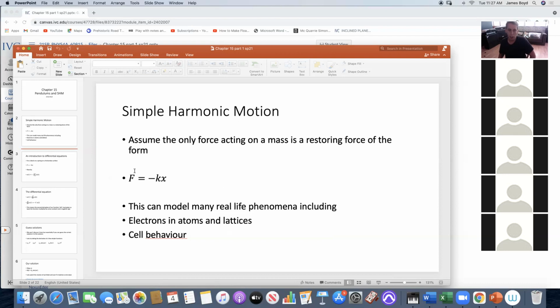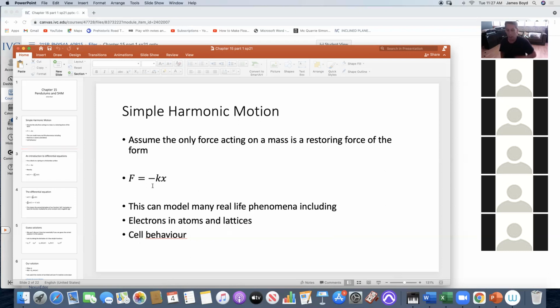This is actually a model for real life behavior of electrons in atoms. If you try to jump them on energy levels, it can be electrons in lattices. If you don't know what that means, it's a way to describe solids and molecules where they're bound together, and the electrons actually act like they're on little springs moving back and forth. Some of that we're going to talk about next week, but for now, just know this. And then cell behavior.